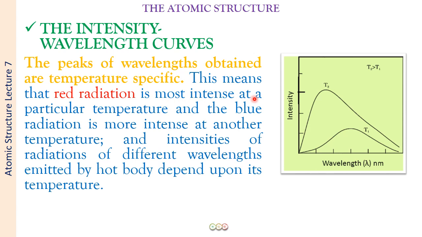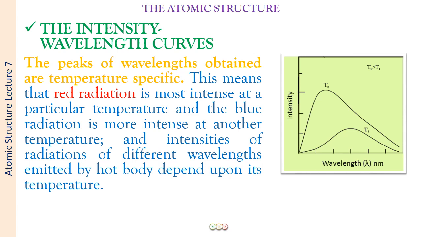It was more intense at a particular temperature, and the blue radiation was more intense at another temperature, which you saw was a higher temperature. And the intensities of the radiations of different wavelengths emitted by a hot body depend upon the temperature. As we are increasing the temperature, the wavelength is differing and the intensity of the radiation is differing, right? So I hope you can understand this.